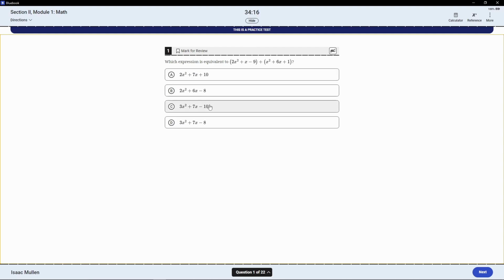So therefore, we know the answer is either C or D. Now, we notice also that in C or D, this x term is the same, 7x, right? So we're going to look at this last number here. We have negative 9 plus 1. Well, negative 9 plus 1 is negative 8. So therefore, we must know that it is D.